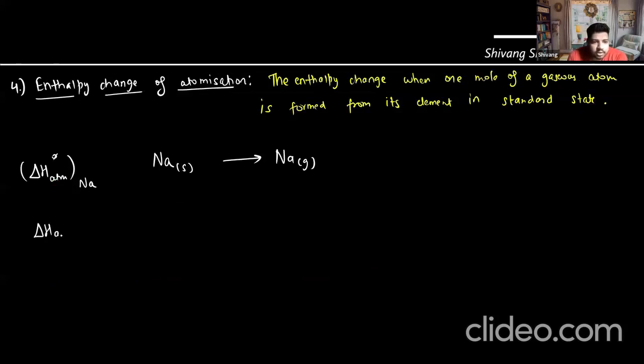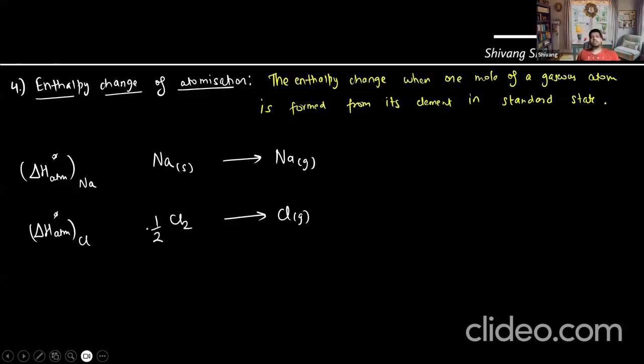If we have to write down the delta H atomization of, let's say, chlorine, so we'll have to form chlorine gas here. And what is chlorine in standard state? It is Cl2. So the equation would be Cl2 going to Cl gas or half Cl2 going to Cl gas after balancing. Okay.